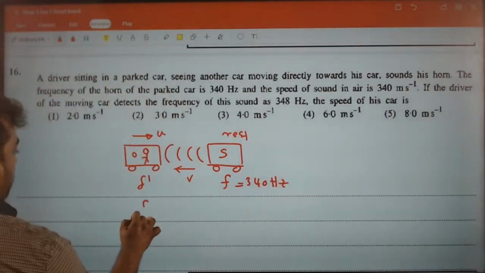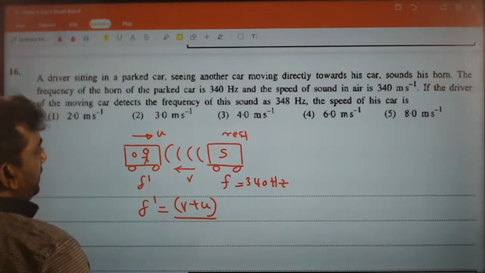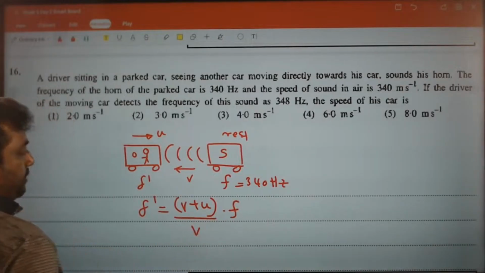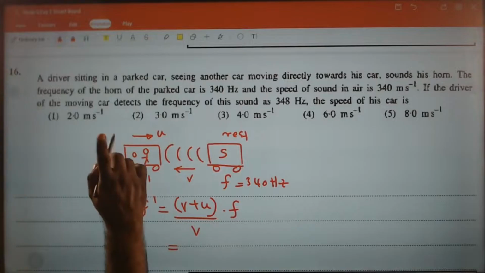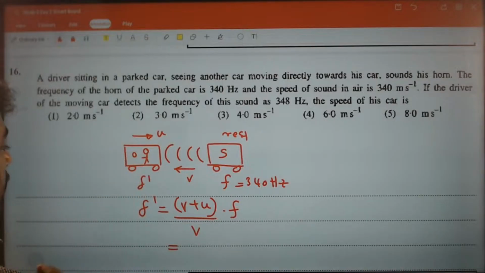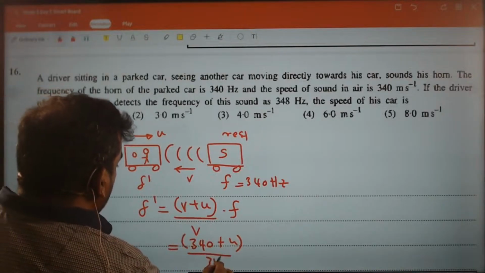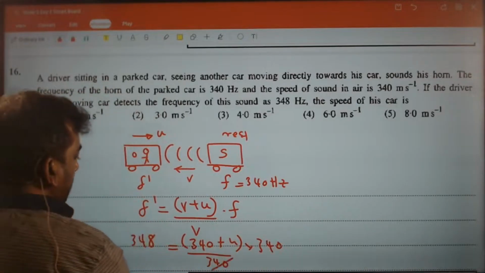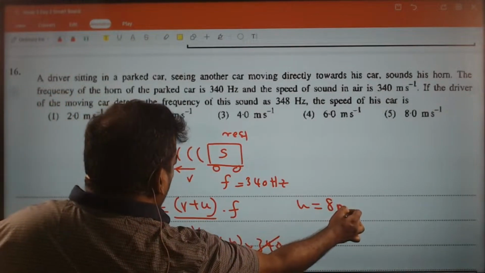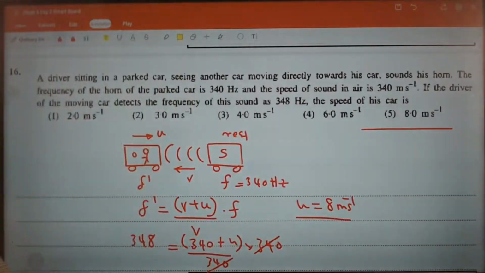So you all know the rule. Velocity of sound with respect to observer, v plus u. Velocity of sound with respect to source, v into actual f. Here velocity of sound in air is given, 340. Speed of the car we don't know. 340, frequency also 340, apparent frequency 348. 340 cancel off. u is equal to 8 meter per second, answer number 5.